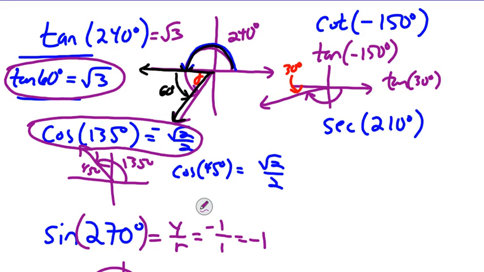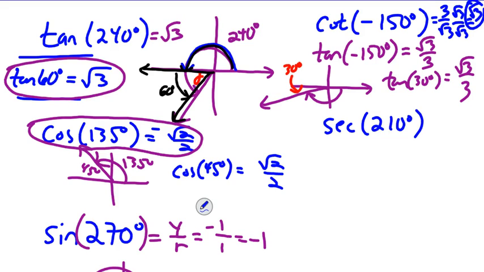Everyone knows tangent of 30 is root 3 over 3. So the tangent of negative 150 is root 3 over 3, which means the cotangent of negative 150 is the reciprocal. My answer then is 3 over root 3, which is 3 root 3 over 3, which reduces to root 3. Running out of room. That's my answer.